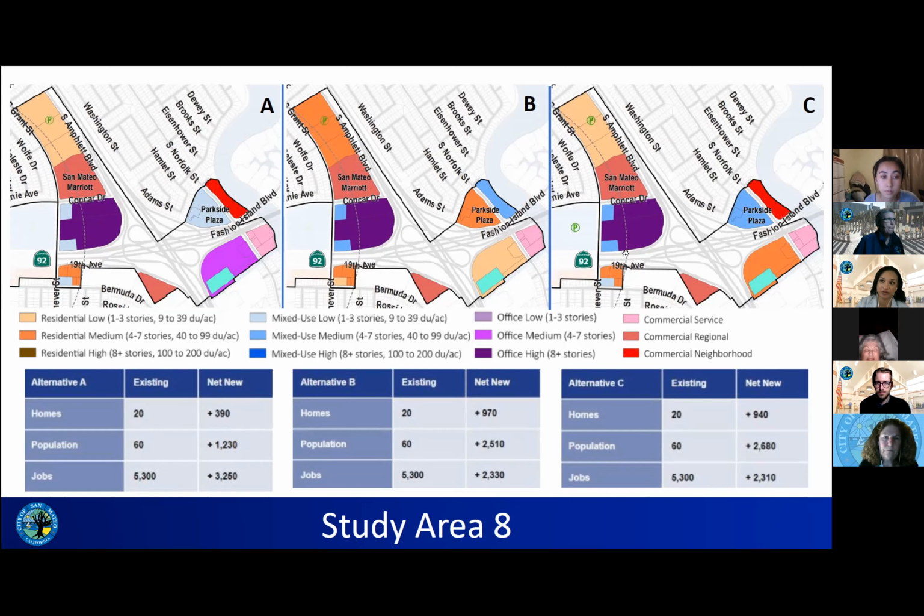Since these maps have been created, there is a pending project that had been submitted to the city in the last maybe 6 weeks. So this parcel right here is proposed to be residential low. A decision has not been made yet, but that is a pending project that was submitted after these maps were completed.